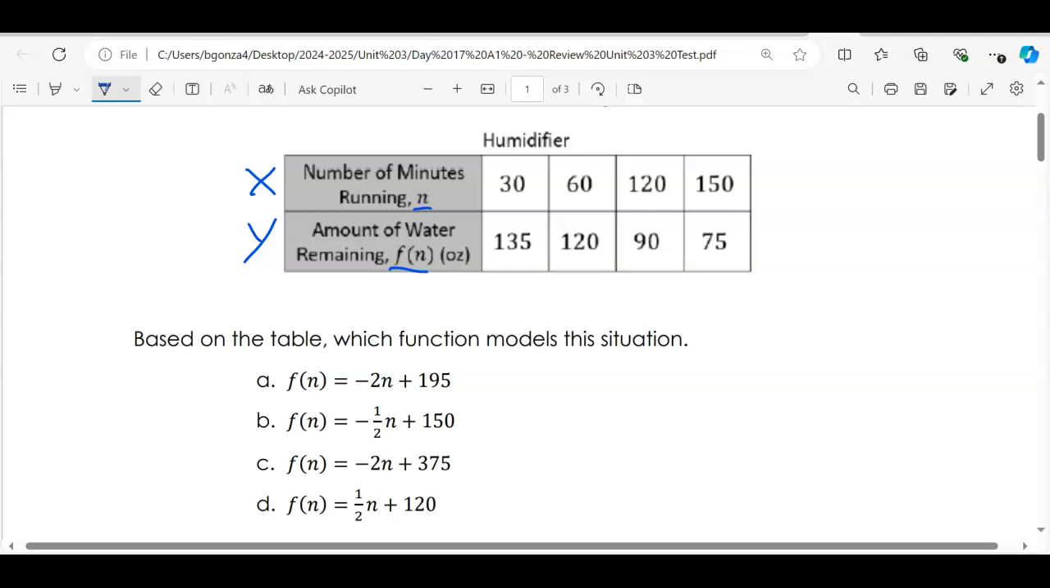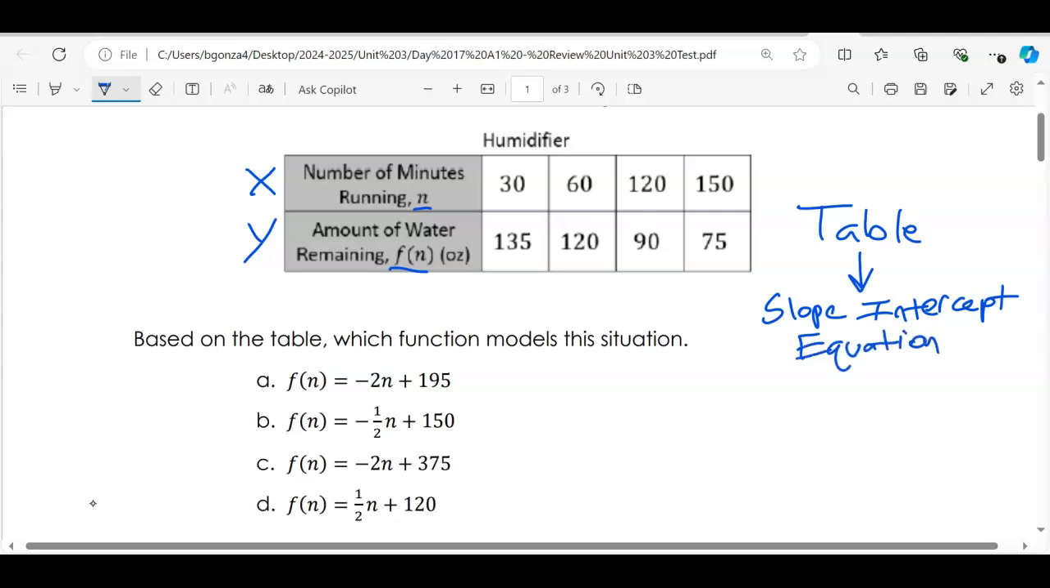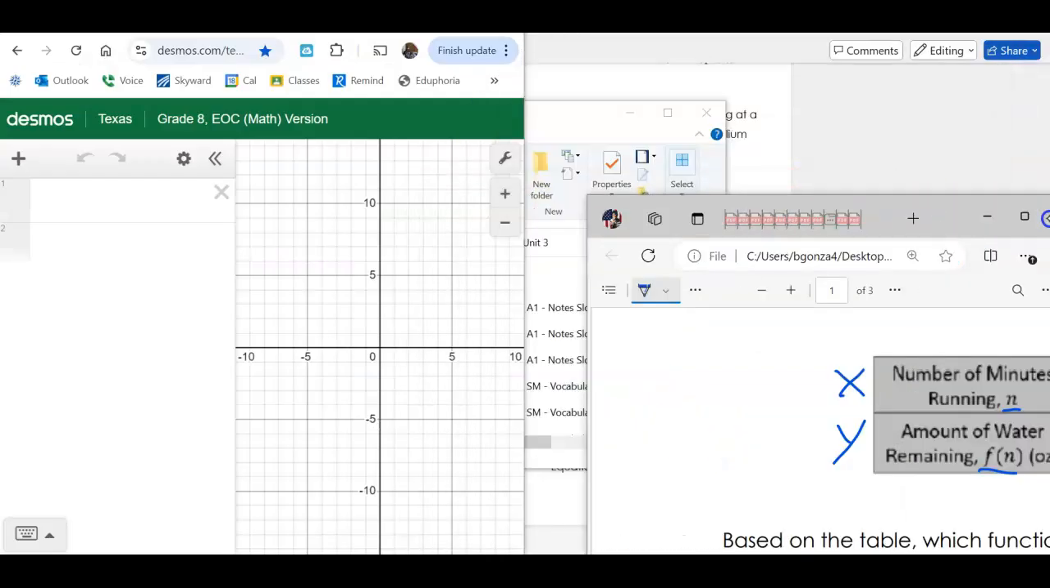Now, when you have a table, you're going to get a slope-intercept equation. Y'all got to remember how we did this. You do it in Desmos. So when you start with the table, you're trying to get a slope-intercept y equals mx plus b, right? And remember, slope-intercept is y equals mx plus b. So let's do that.